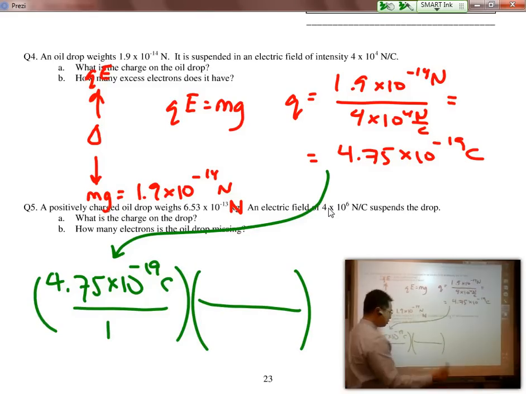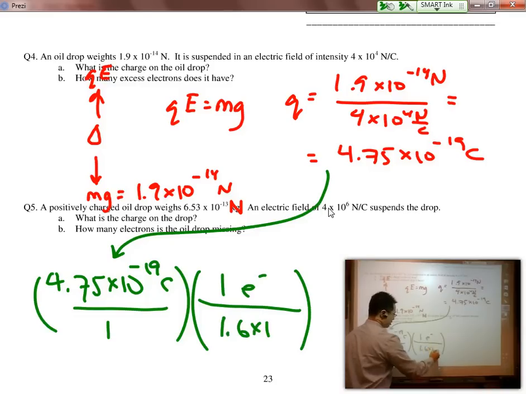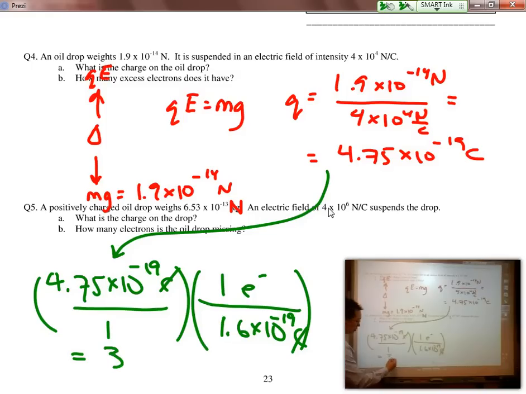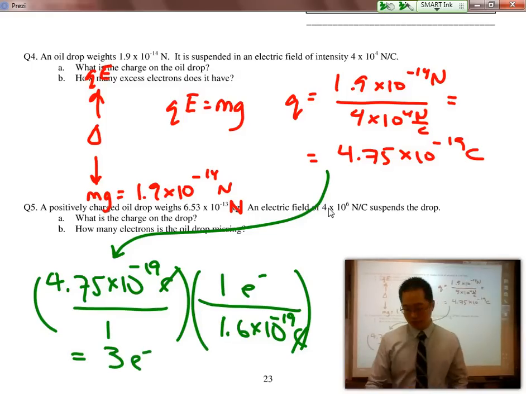I know that one electron is 1.6 times 10 to negative 19 coulombs. So dividing it out, I can see that this total charge is equal to approximately 3 electrons. Okay? And basically, when Robert Millikan did his experiment, he did it hundreds and hundreds of times.